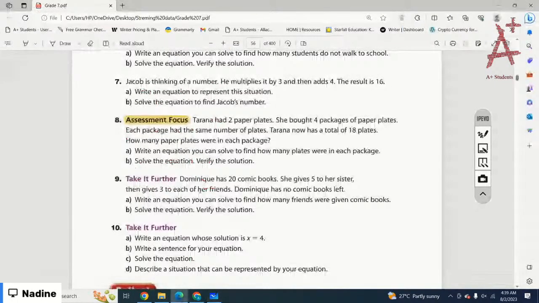Okay, the next one is, Tarana had 2 paper plates. She bought 4 packages of paper plates. Each packet had the same number of plates. Tarana now has a total of 18 plates. How many paper plates were in each package? She had 2 paper plates, right? She got 4 packages now, and the total plates are 18. You have to calculate how many plates are there in a package, right?